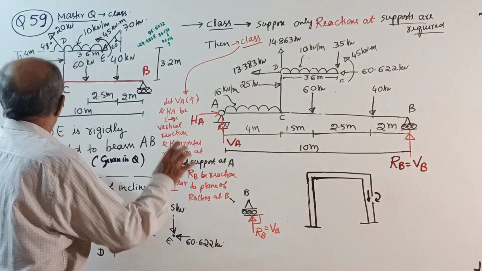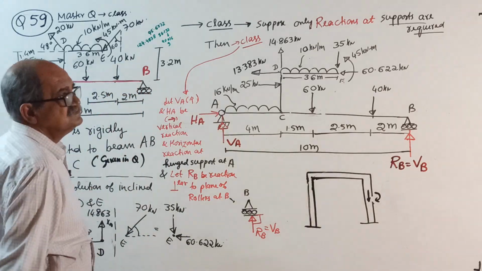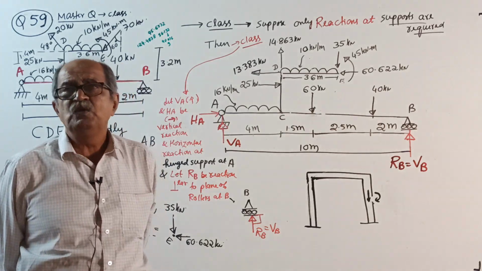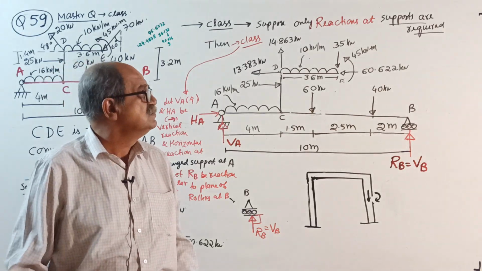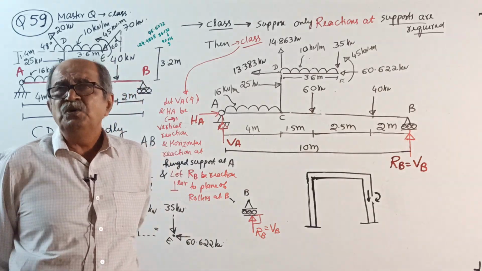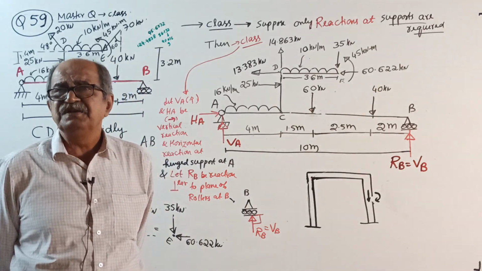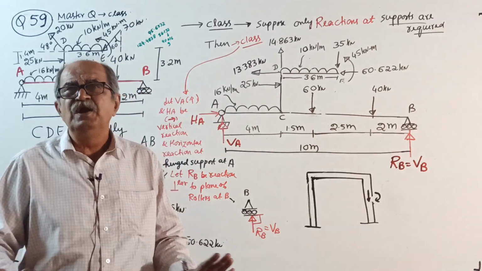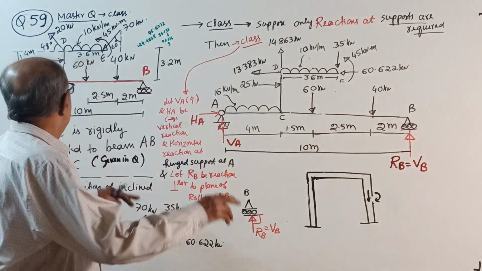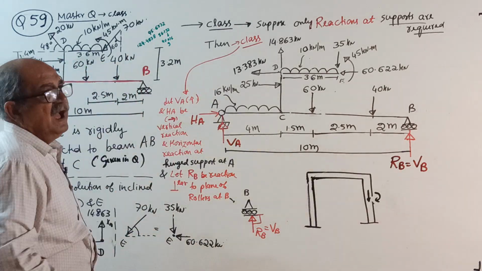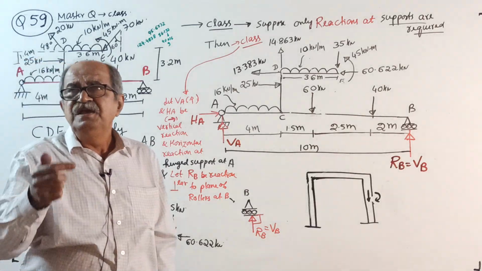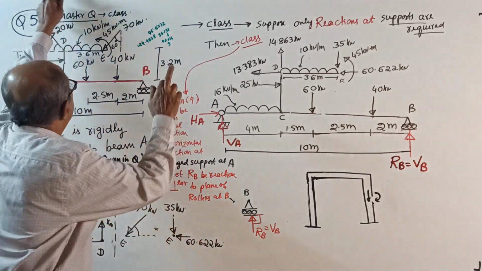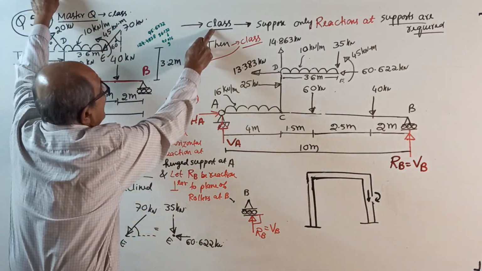Now, we want support reactions here. There are two ways of calculating it. First, make a note. Suppose you want only support reactions here, then there is no need of replacing or removing that attachment and introducing an equivalent force and couple, nothing required. Therefore, I will tell you now, in the class you write.